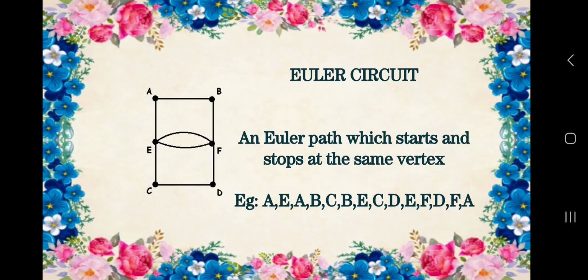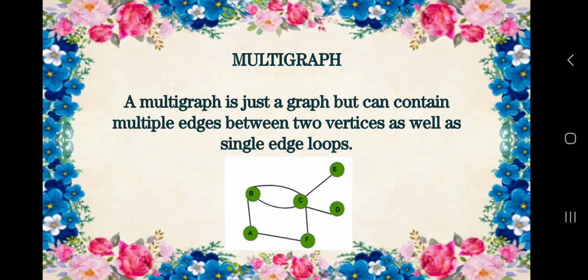Next is the Euler circuit, an Euler path which starts and stops at the same vertex. So the starting point and the ending point will be the same. The example is given; you can compare with the diagram. Next is the multigraph. A multigraph is just a graph but can contain multiple edges between two vertices as well as single-edge loops. So the example is shown here.